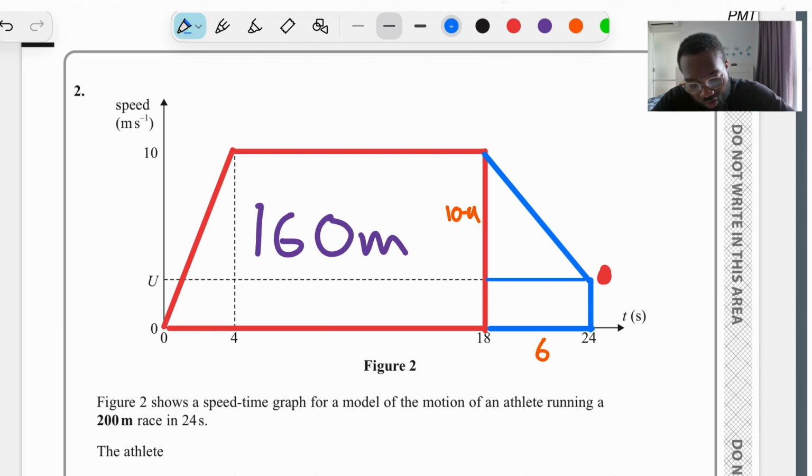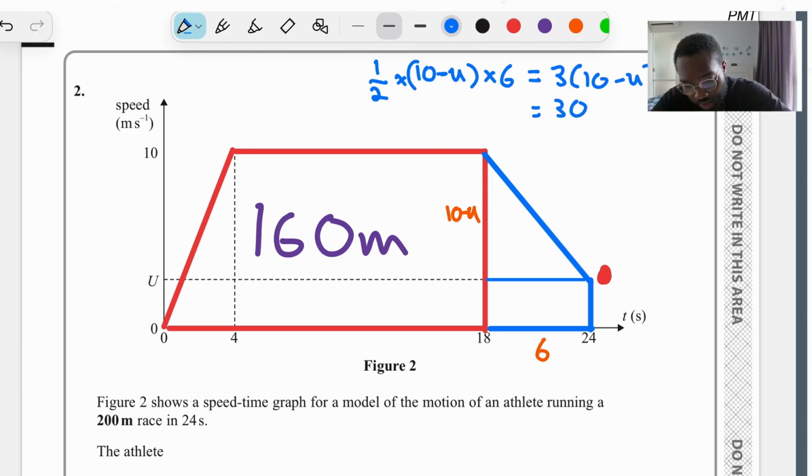We know that the area of the triangle would just be a half times that 10 minus u, and times that 6. If we work that all out, what does that give us? Well, that will give us 10 minus u, which will be 30 minus 3u. So what does that tell us? That tells us that the area of this triangle is 30 minus 3u.